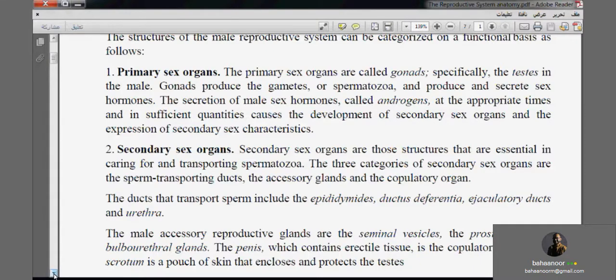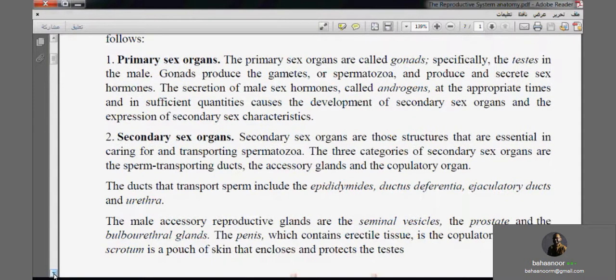Ducts that transport sperm تشمل epididymis, ductus deferens أو vas deferens, ejaculatory ducts and urethra. هذا القسم الأول اللي هو sperm transporting ducts من ضمن secondary sex organs.